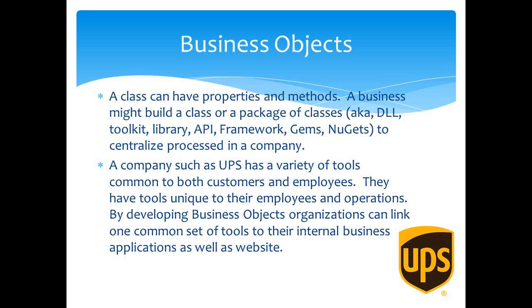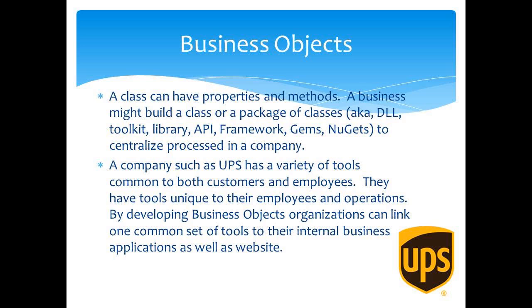So going back and reviewing this concept of business object, a class can have properties and methods. We reviewed that over and over again. A business might build a class or a package of classes to centralize processing in a company. We talked about that as being that business object. These objects are known under a variety of different names. Things like we just talked about, dynamic link libraries, DLL. They might call them toolkits, libraries, APIs, frameworks. Ruby calls them gems. Microsoft most recently comes out with what they refer to now as NuGet packages. They're all the same thing.